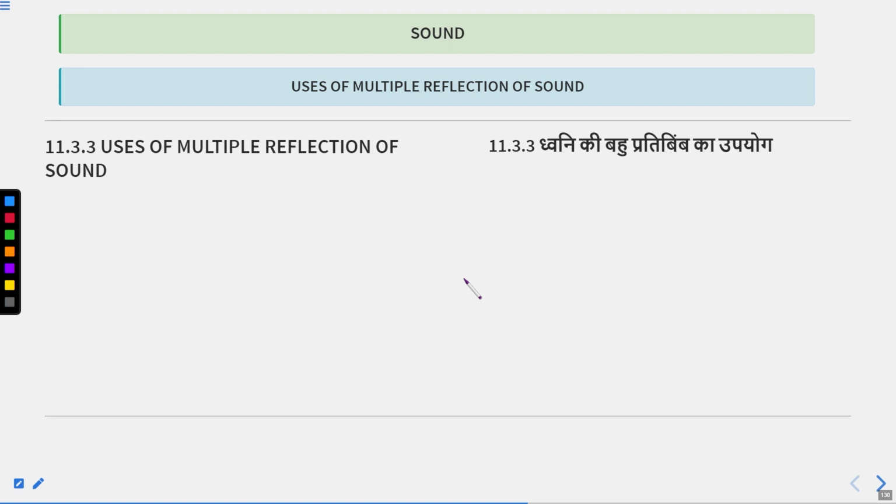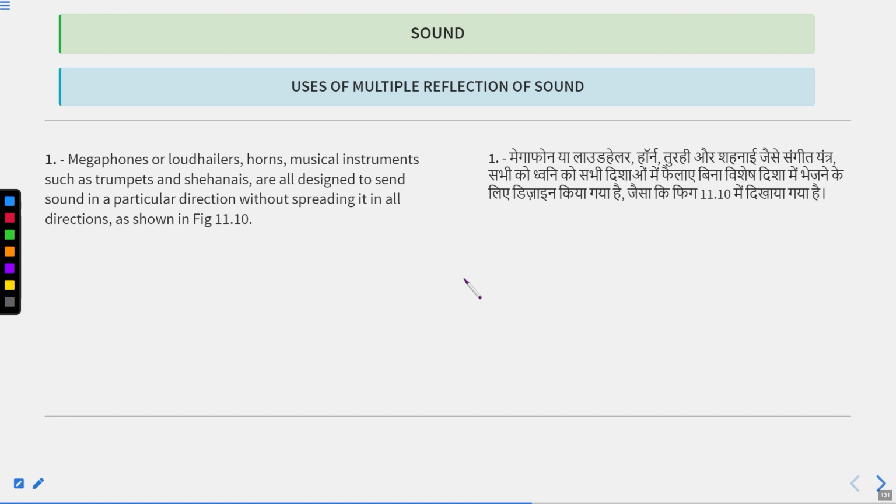Now we will begin the next topic. The next topic is the use of multiple reflection of sound. This multiple reflection of sound can be utilized in many ways. Okay, and now we will learn the use of this multiple reflection. The first use is the megaphone. Megaphone or horn or musical instruments like trumpets are all designed to generate multiple reflection and spread sound loudly.